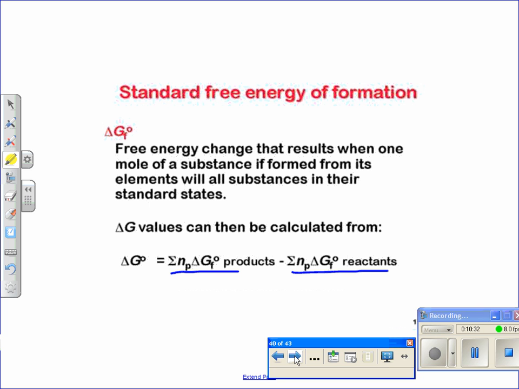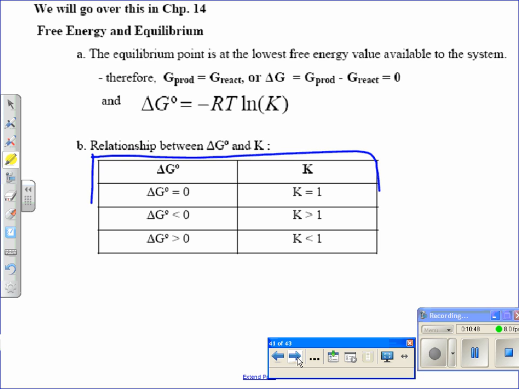All right, another way to calculate delta G is you could do products minus reactants. You do that, get the values from a table, plug those in. Very rare on the AP Chem exam, but it's possible. Very easy, just take the values from the table, products minus reactants like we've done before.